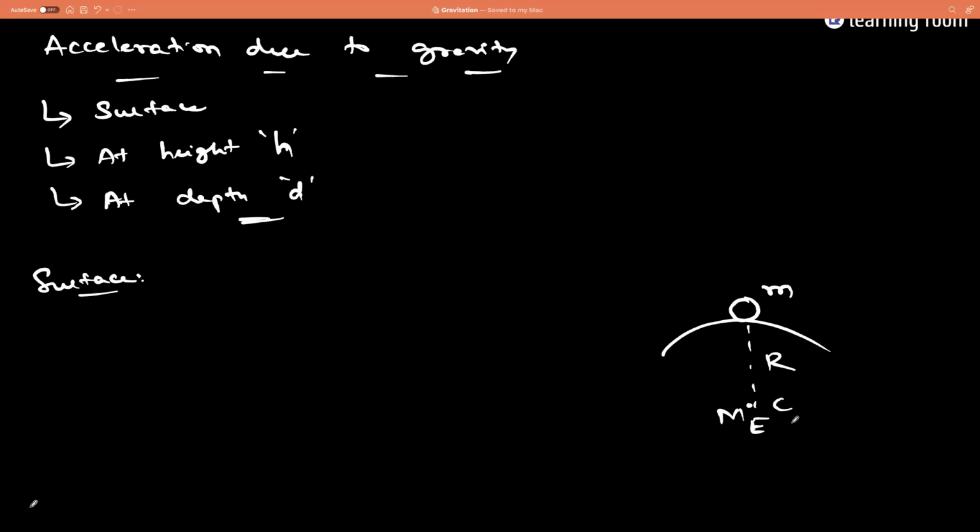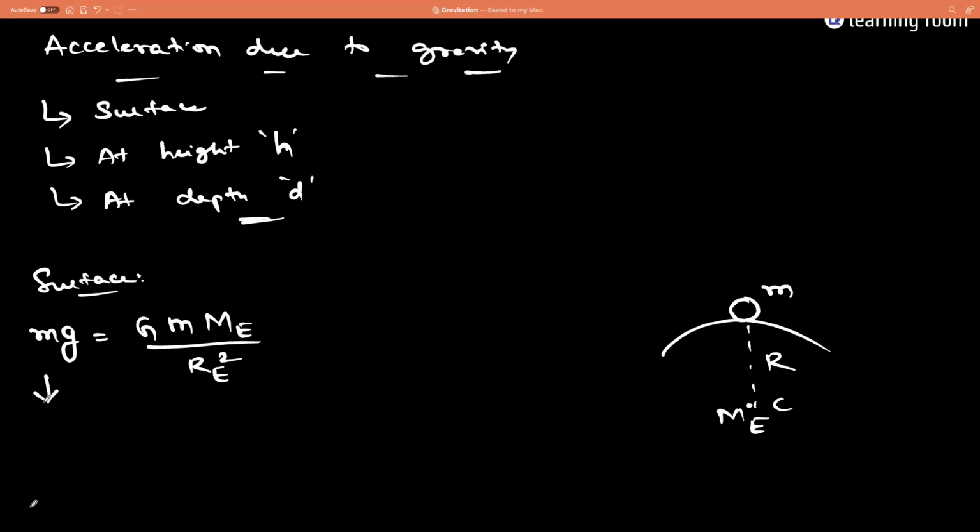Sir, small g is equal to capital G Me by R square. That we got as the end result of the derivation. But what is the first step with which I need to start? mg is equal to G M m by R square. So mg is equal to G small m capital Me divided by Re square. Me stands for the mass of the earth, Re stands for the radius of the earth.